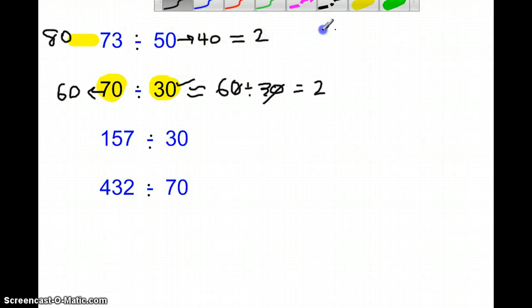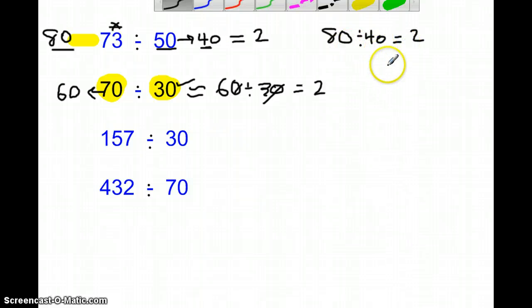So 80 divided by 40 is 2. So do you see what I did here? I took something very close. I'm in the tens place. And again, I'm in the tens place. I just want to make it really easy so I can give myself a good guesstimate if I'm dividing this in long division. Okay, because here, for example, we're going to do some long division.